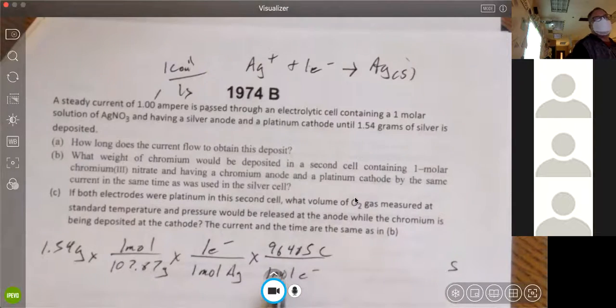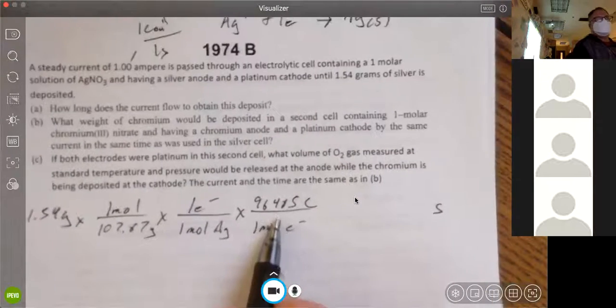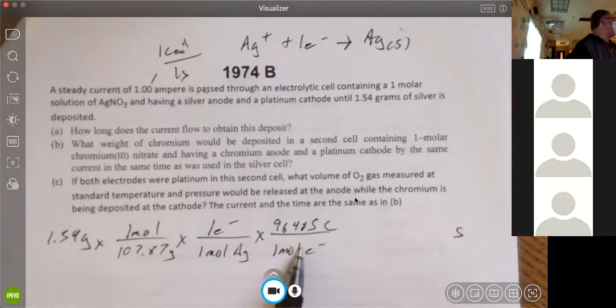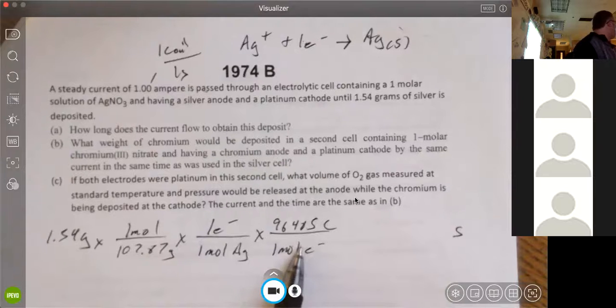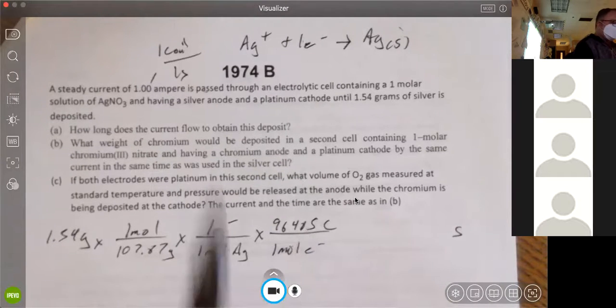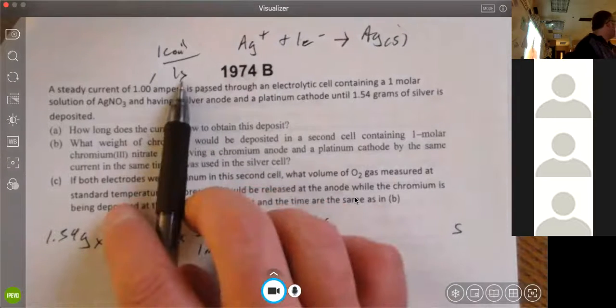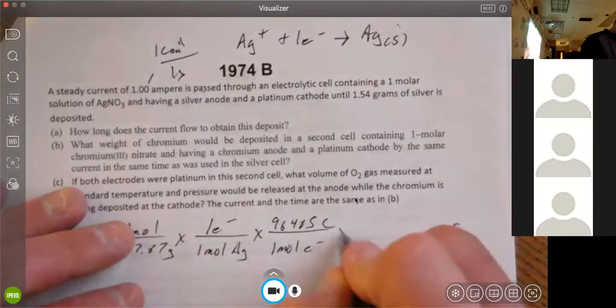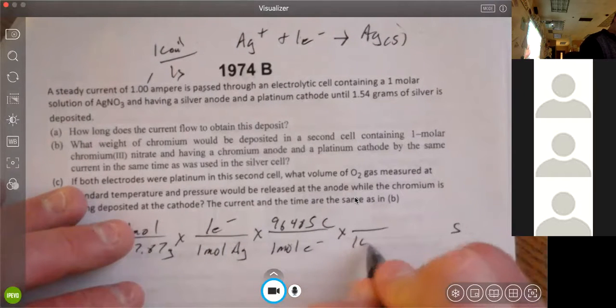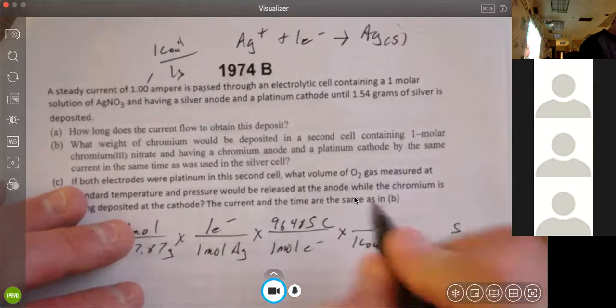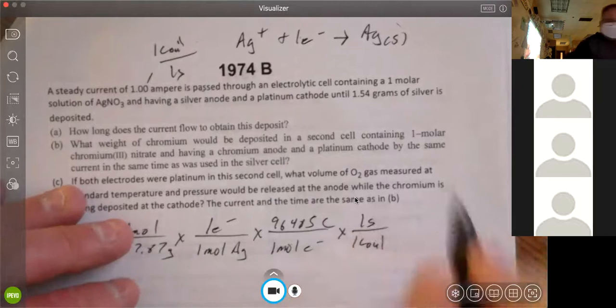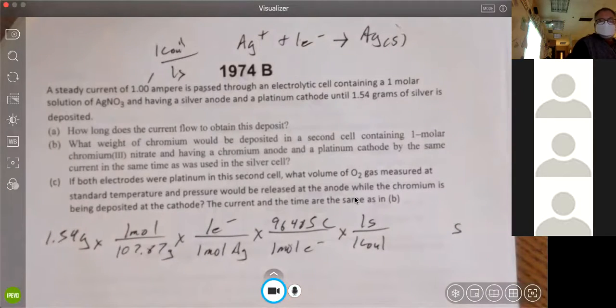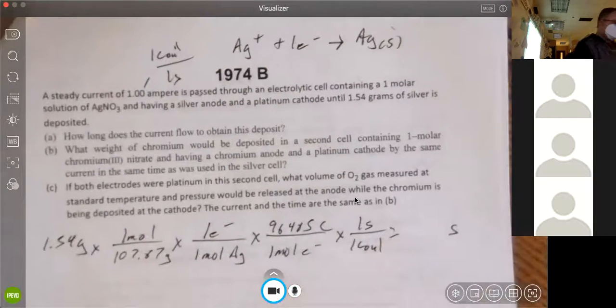That's the one that you're probably going to have to make the stretch on, remembering, oh, I need to get to coulombs so that I can use the amps. Every 1 coulomb takes 1 second. Let me multiply that through.